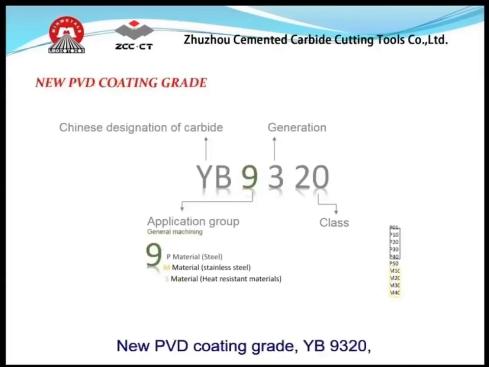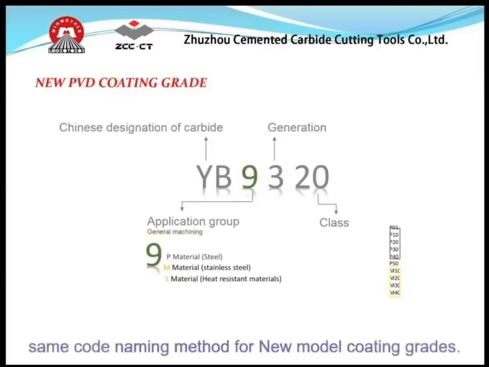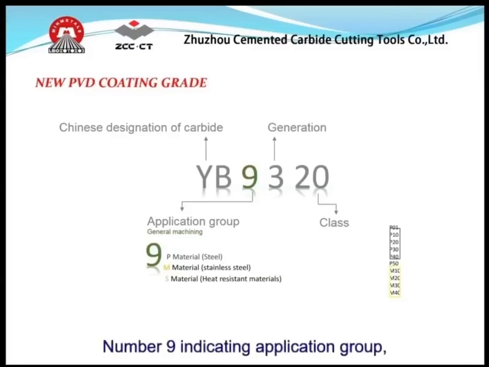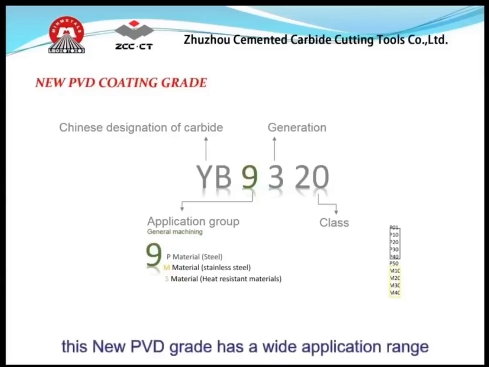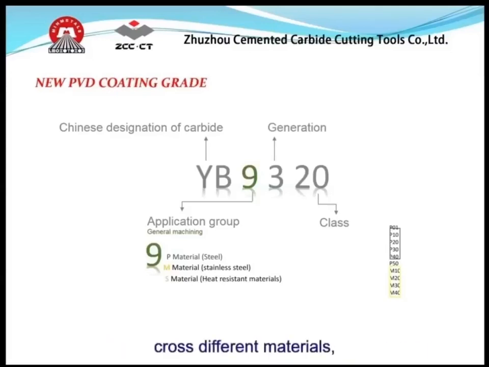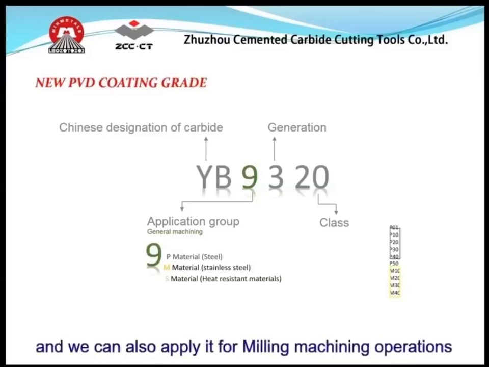New PVD coating grade YB9320. Same code naming method for new model coating grades. Number 9 indicating application group. Number 3 the third generation. 20 the P20, M20 or S20 class range. Now please be noted, this new PVD grade has a wide application range across different materials, which means it could be applied on steel, stainless steel, and heat-resistant materials machining, and we can also apply it for milling machining operations.